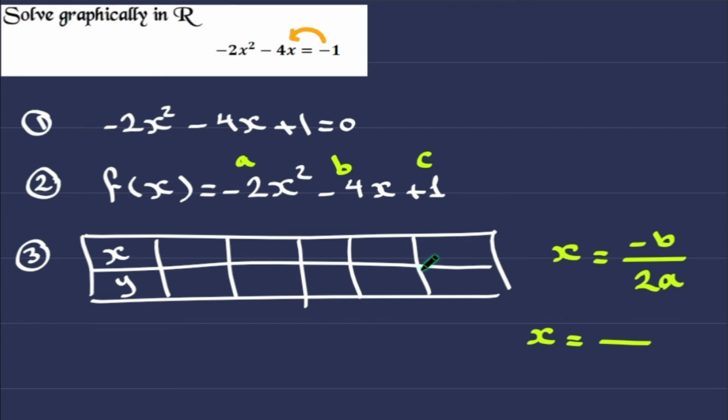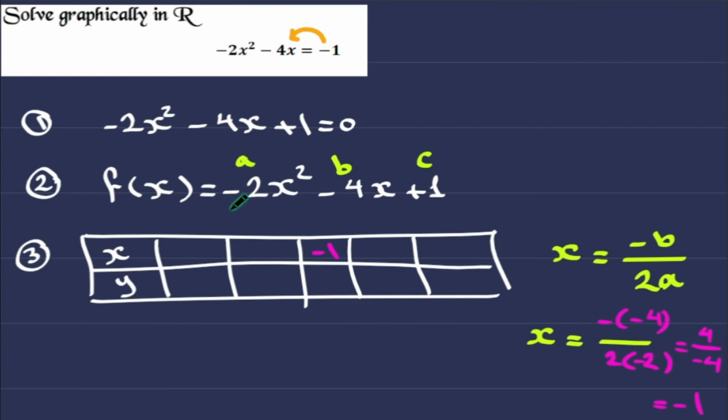All right, so x is equal to negative b over 2a. Negative b is negative times negative 4, divided by 2a, which is 2 times negative 2. So it's equal to 4 divided by negative 4, which is negative 1. So the vertex x is equal to negative 1.